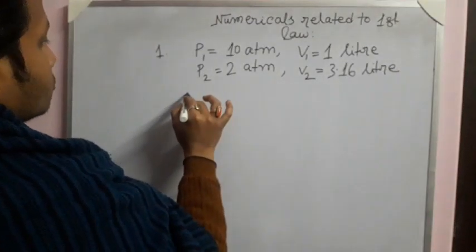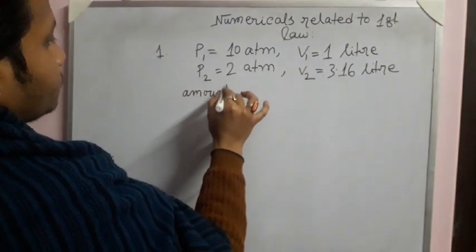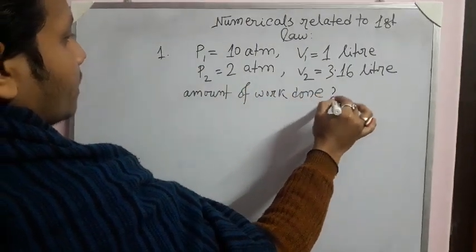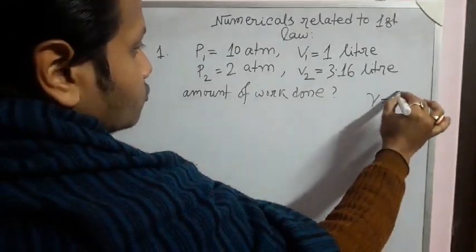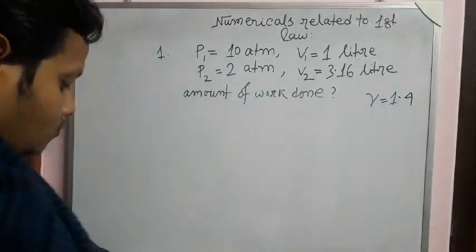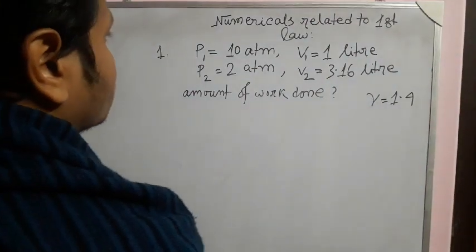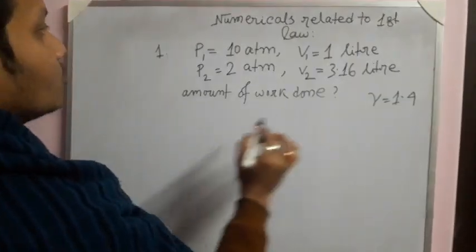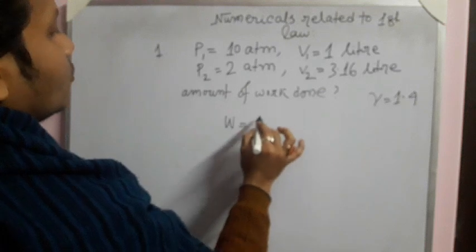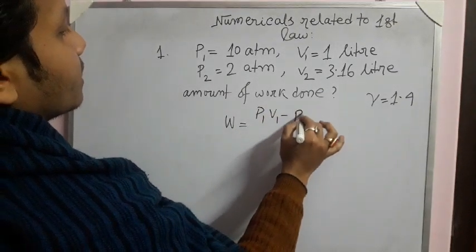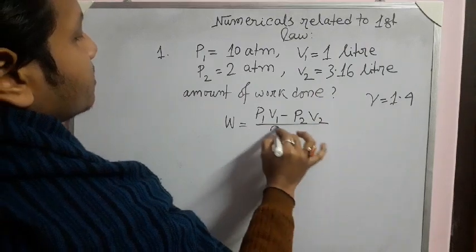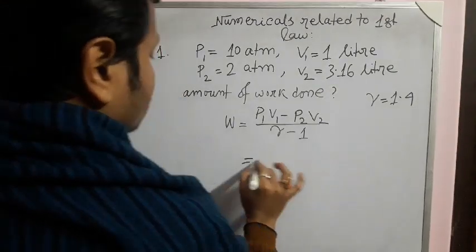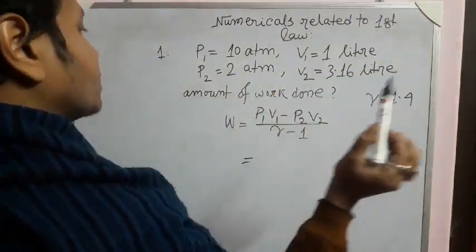Here gamma is also given, equal to 1.4, that is, consider the gas to be diatomic. So it's a very simple numerical. What will be the amount of work done during an adiabatic process, that we all know: P1 V1 minus P2 V2 by gamma minus 1. This is the direct formula for work done by a gas during adiabatic expansion. Since they are given in the same unit, you can substitute.